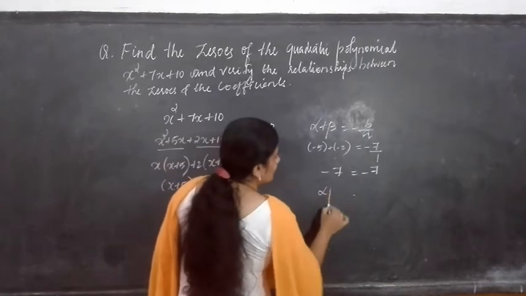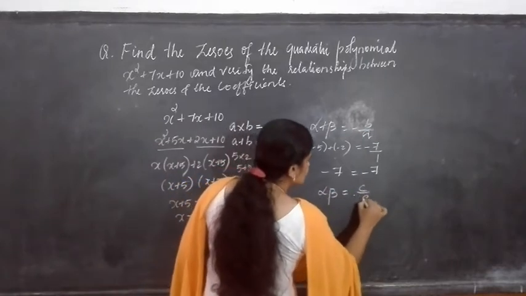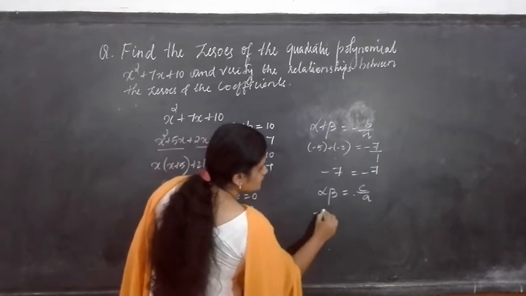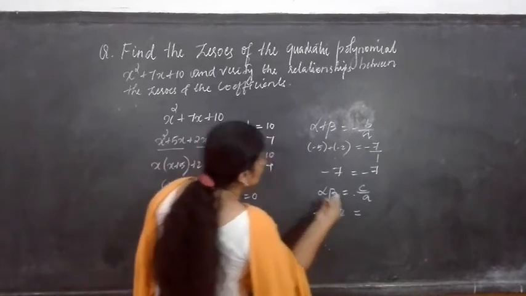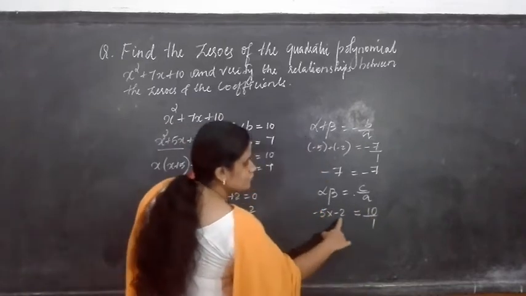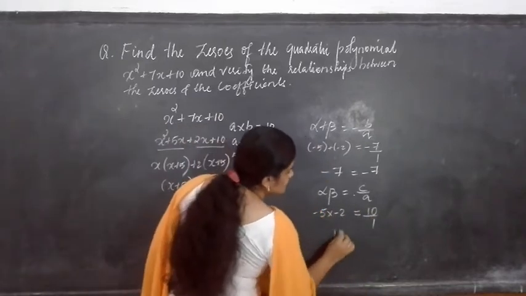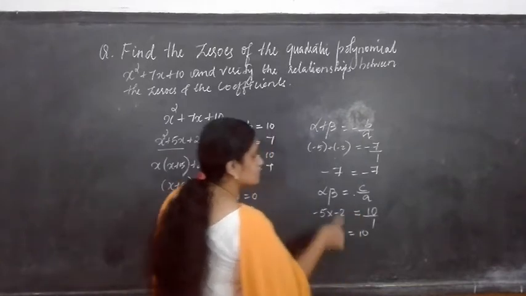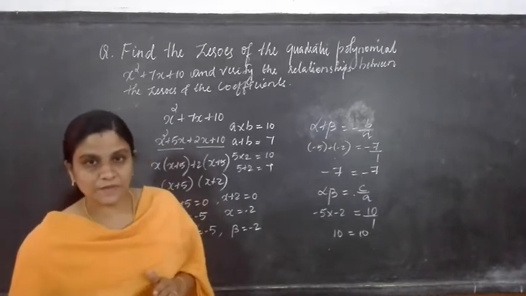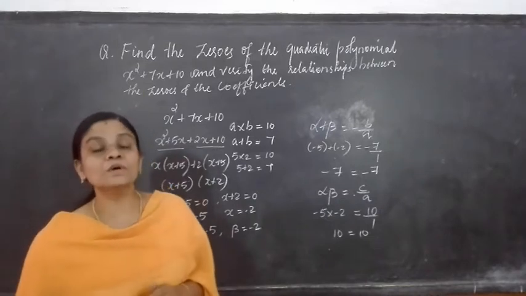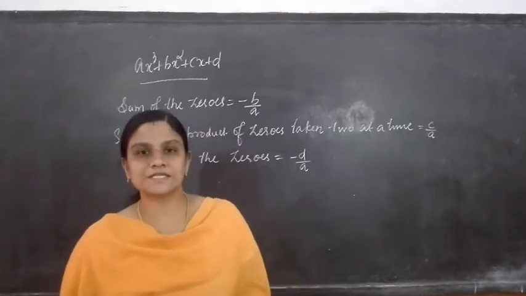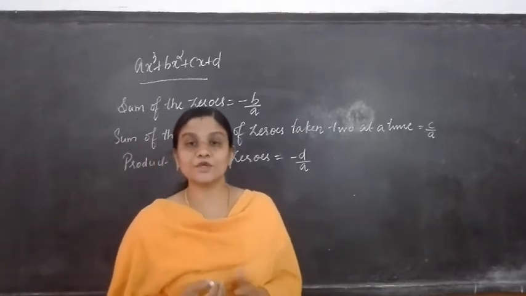The next one, alpha beta is equal to what, children? c by a. That is alpha into beta, minus 5 into minus 2. What is c? 10 by 1. Now minus 5 into minus 2 is 10, so 10 is equal to 10. So this is also verified. Therefore alpha plus beta is equal to minus b by a and alpha beta is equal to c by a. Now let us learn the relationship between the zeros and the coefficients of a cubic polynomial.